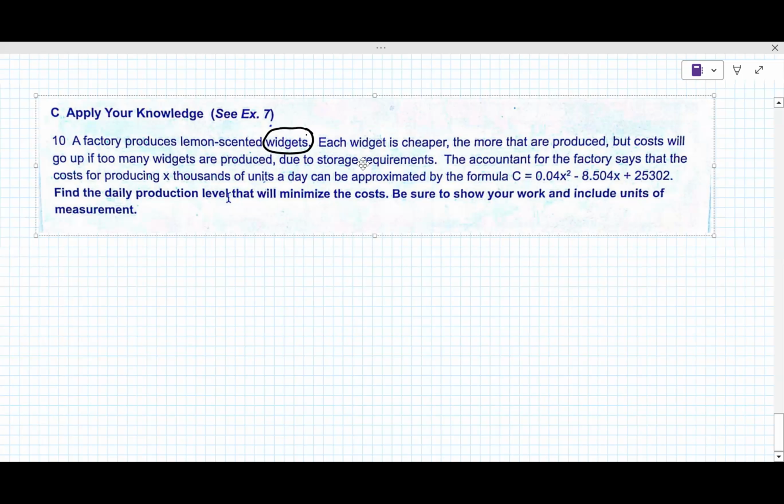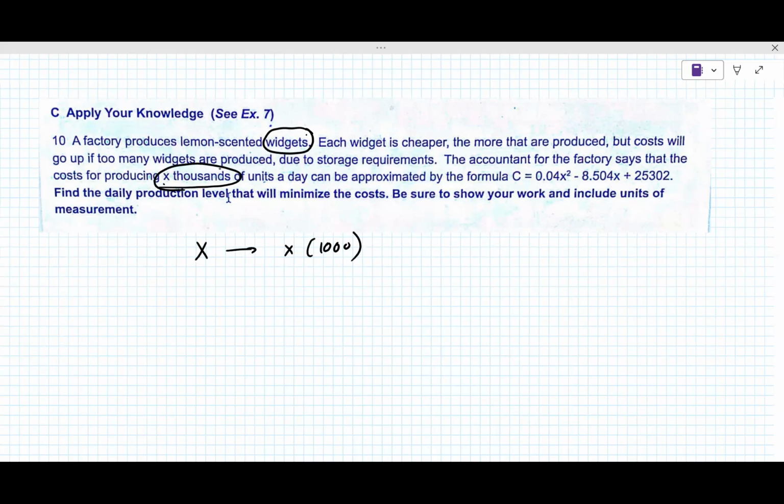The accountant for the factory says that the cost for producing x thousands, that's important. So when we get our x value, it's in thousands, meaning that we have to take our x value and multiply it by 1,000. And that may be what we did not do, not sure. Find the daily production level that will minimize the costs. So the graph of this thing looks like this, and we're looking for what's called the vertex.